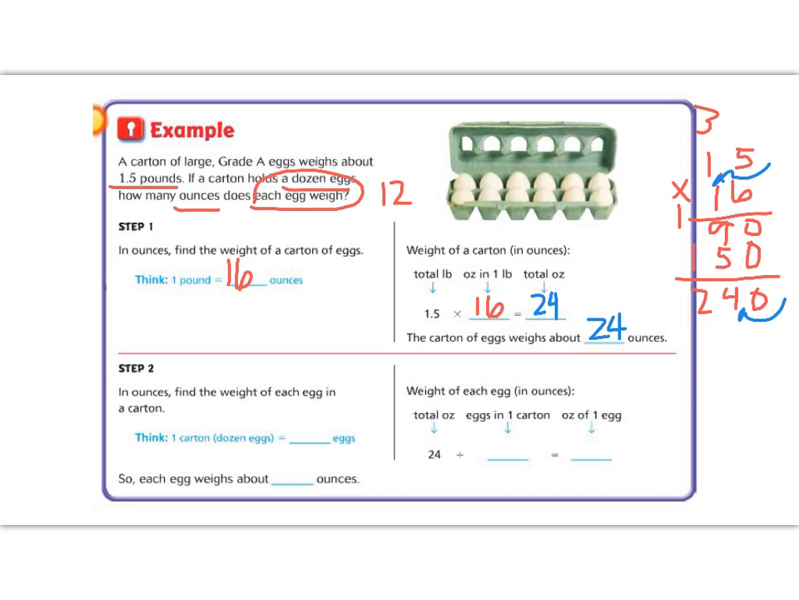Now, step 2 says we need to find the weight of each egg. So a carton, a dozen eggs, holds 12 eggs. And if we need to know the weight of each, then that means that we need to divide. So if I have 24 total ounces divided by 12 eggs, that must mean that each egg weighs 2 ounces. So each egg weighs about 2 ounces.